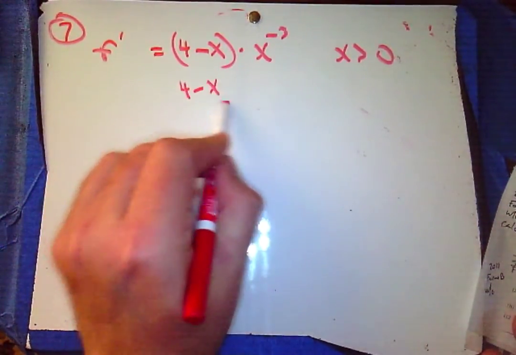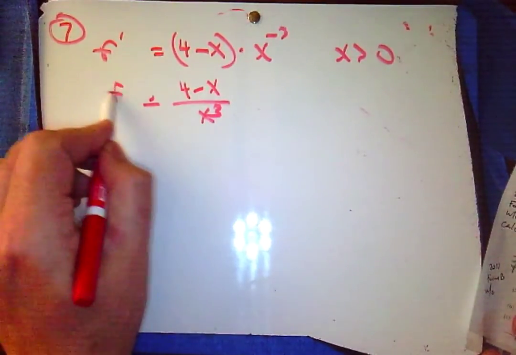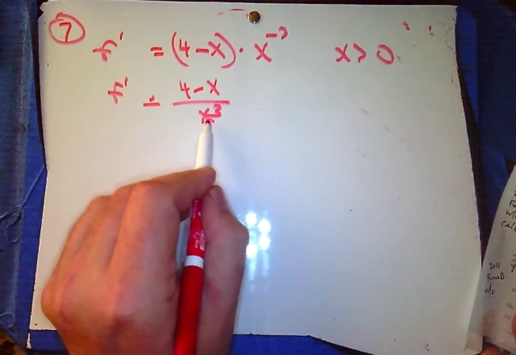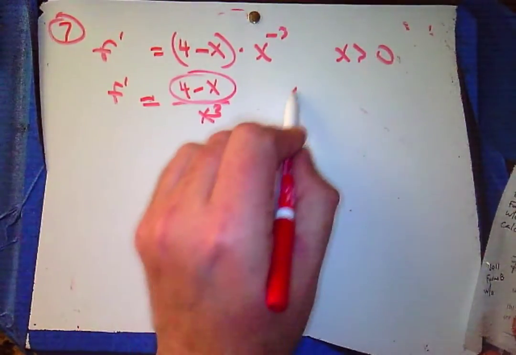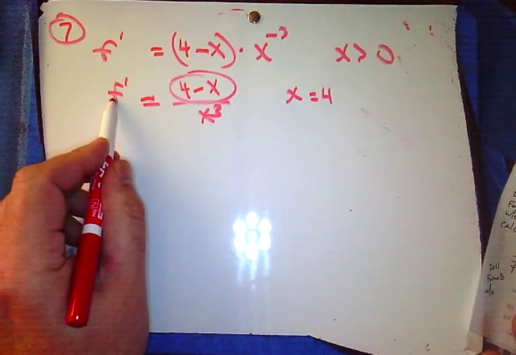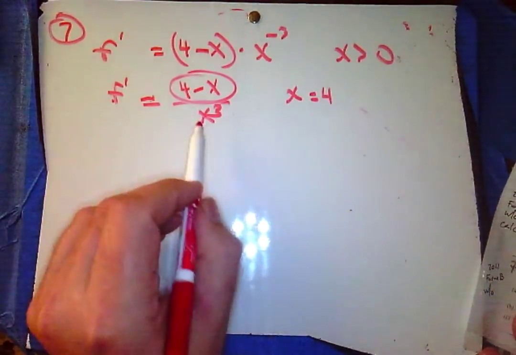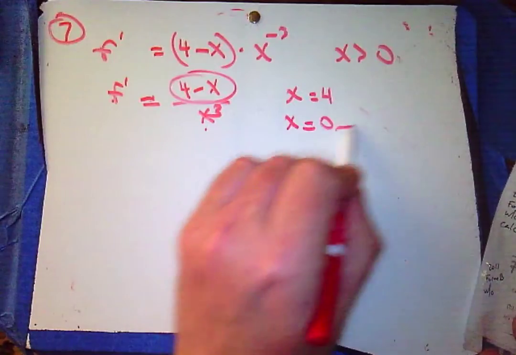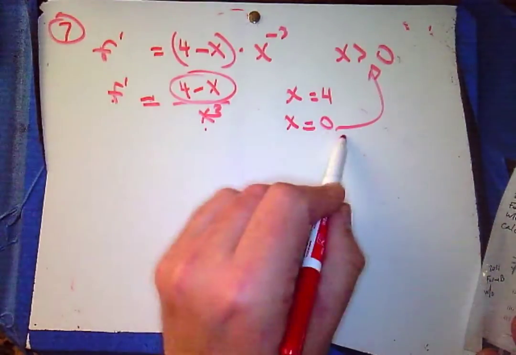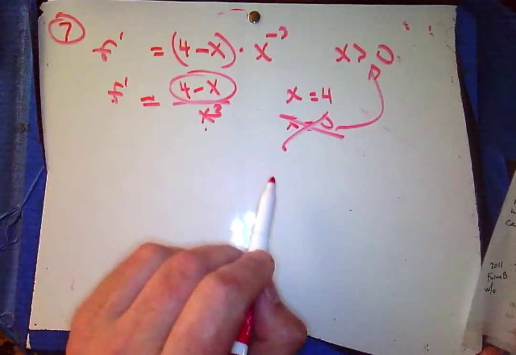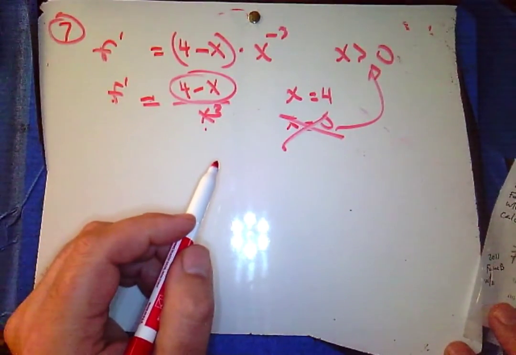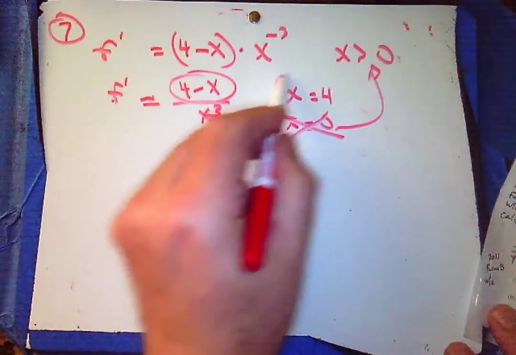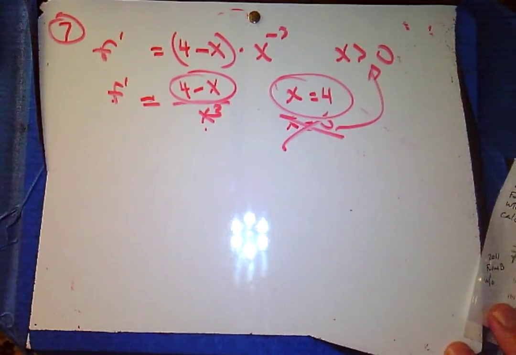So how did I know that so fast? Well, here's my f prime. F prime is equal to 0 when the top is equal to 0. And f prime is undefined, also a critical point, when x equals 0. But they say x is bigger than 0, so we don't have to worry about the undefined derivative. Okay, so we've got a critical point. Find the x-coordinate of the critical point. Good. Determine whether this point is a relative min, max, or neither.